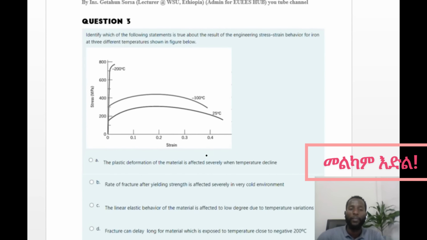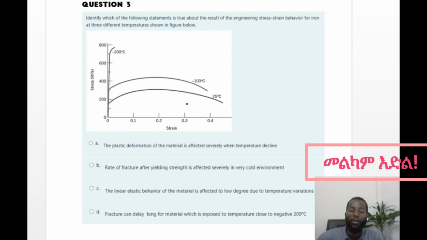Next question, question 3: identify which of the following statements is true about the result of the engineering stress-strain behavior for iron at different temperatures shown in this figure. So here we have the material iron, which shows the stress-strain diagram for iron at different temperatures: 25 degrees Celsius, minus 100 degrees Celsius, and minus 200 degrees Celsius. So which one is true about this graph?